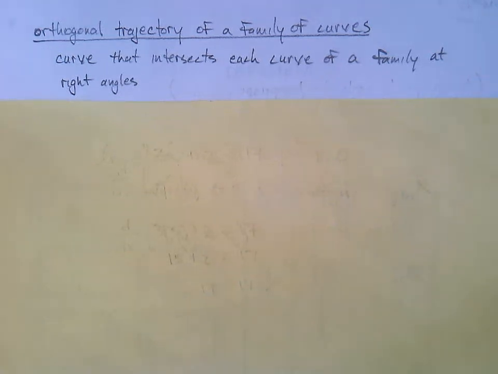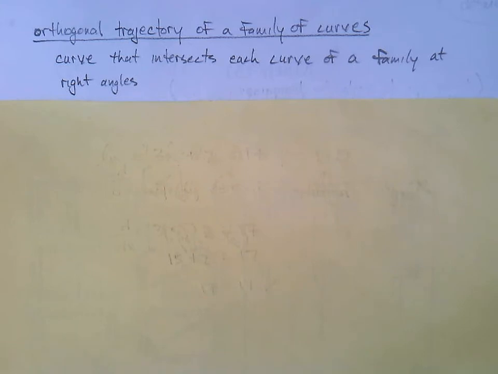We got one last idea here in 9.3. It's called the orthogonal trajectory of a family of curves. What is an orthogonal? That is quite a name. It's a curve that intersects each curve of a family at right angles. So orthogonal is another word we use for perpendicular. If two curves are orthogonal, that means where they cross, they cross at a right angle.